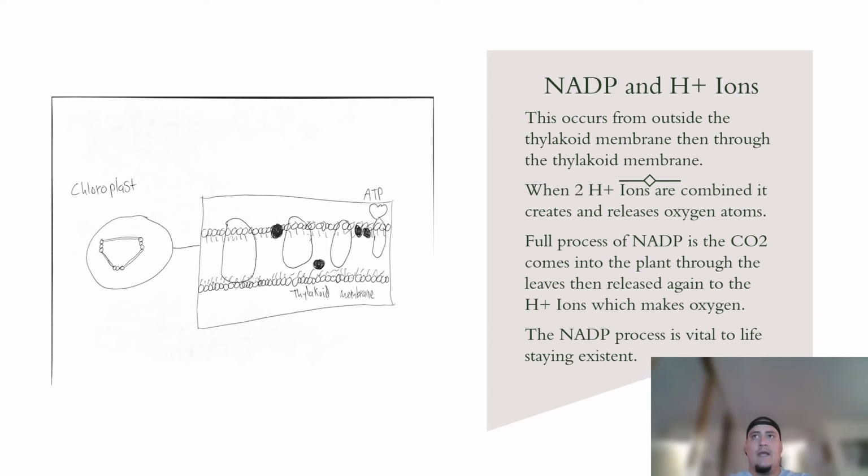When two H plus ions are combined, it creates and releases oxygen atoms, and it won't until the two are combined. The full process of NADP is that the CO2, the carbon dioxide, comes into the plant through the leaves, then releases again to the H plus ions, which makes oxygen. So that is the complete NADP process. And that's vital to life and us staying existent, because we all need oxygen. I thought it was pretty interesting learning that part of it.